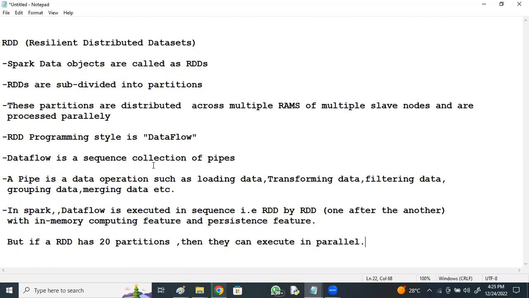So Spark is a data flow. Spark data objects are called RDDs. RDDs are subdivided into partitions. Partitions are distributed across multiple RAMs. The RDD programming style is data flow only, a collection of pipes. One pipe's output will be the input to the next one.